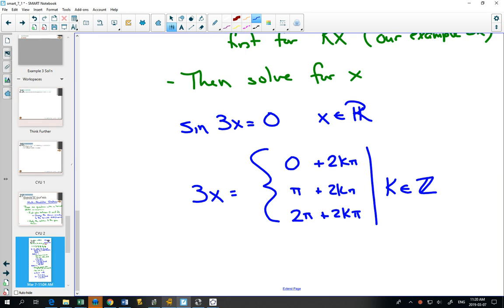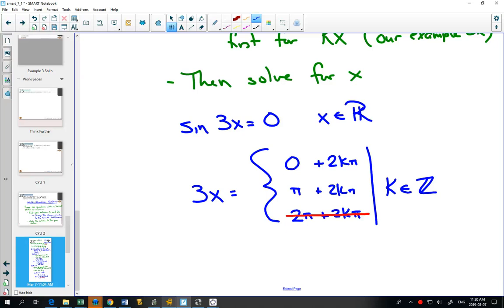At this moment, I might realize the first one and the third one are the same. Does it make sense that that one is redundant? Because going from 0 and always ending at 0 is the same as starting at 2 pi and always ending there. All of those ones are going to be coterminal.